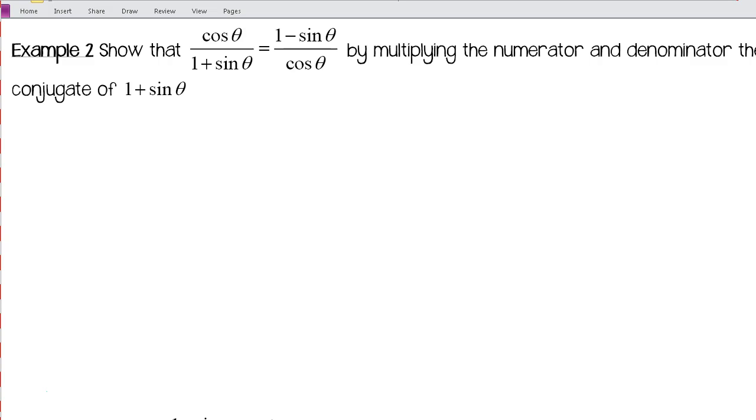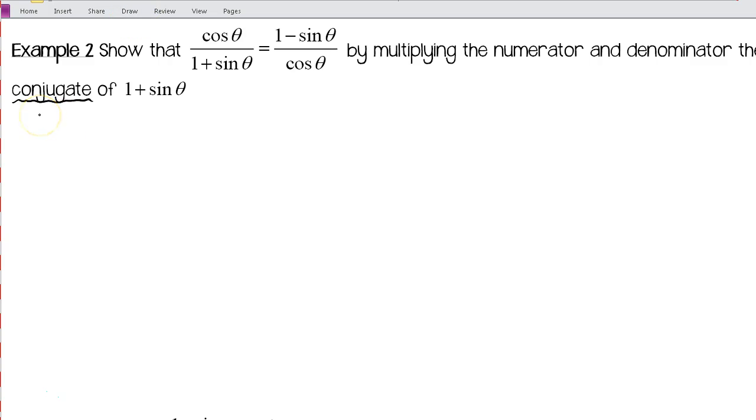For this one, we want to show that cosine theta over 1 plus sine theta is equal to 1 minus sine theta over cosine theta. And in this problem, I'm actually giving you a hint on how to solve this, but you won't always get that hint. So we're going to do this by multiplying the numerator and denominator of our first fraction here by the conjugate. If you don't remember what a conjugate is, I'll remind you in a moment, of 1 plus sine theta. Alright, so this is another popular technique, using a conjugate to simplify things.